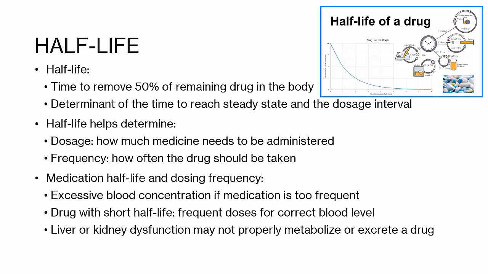If a medication with a long half-life is taken too frequently, the patient may experience toxicity from the drug due to high drug concentration levels in the blood. On the other hand, a drug with a long half-life may need to be taken less frequently, such as once per day. For a drug with a short half-life, such as many antibiotics, the patient must take frequent doses to maintain the correct level of the drug in the blood. A patient with a liver or kidney dysfunction may not properly metabolize or excrete a drug, resulting in higher doses circulating for longer periods of time and potentially producing symptoms of an overdose.